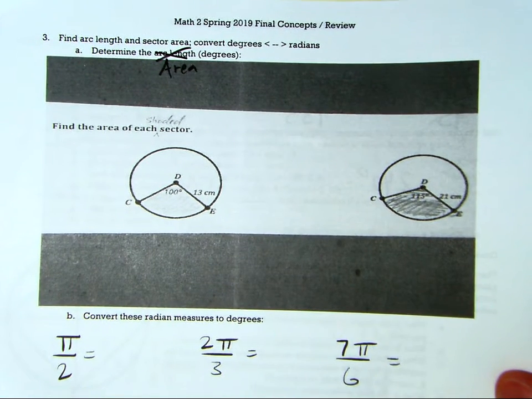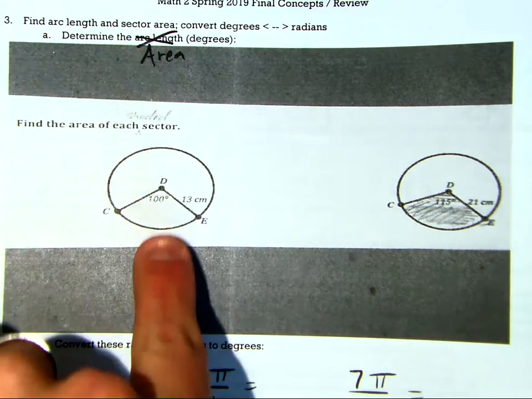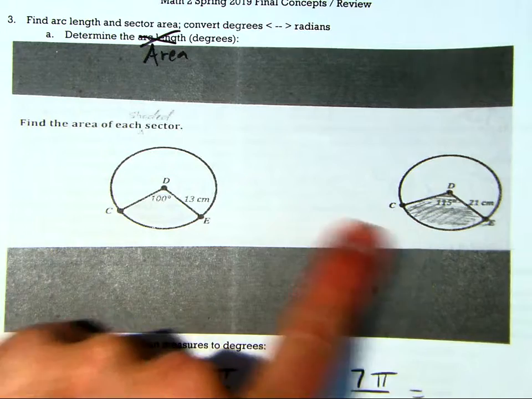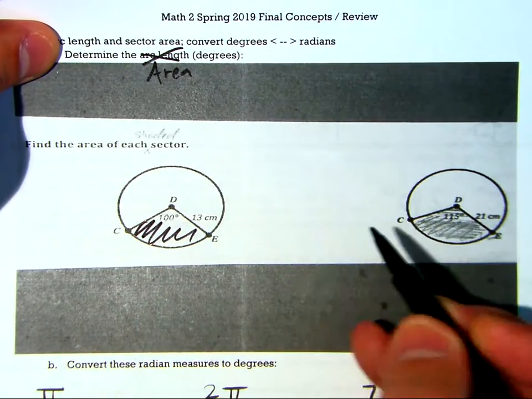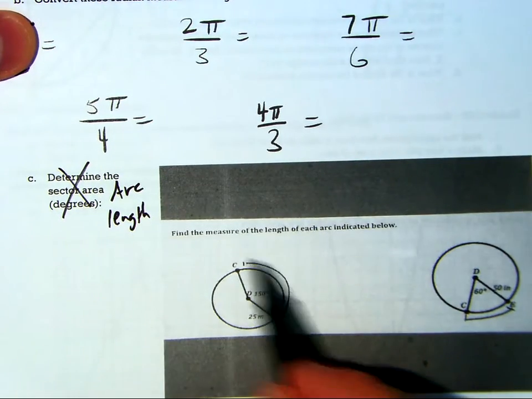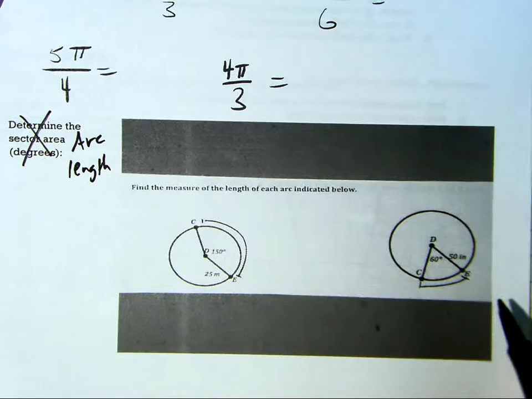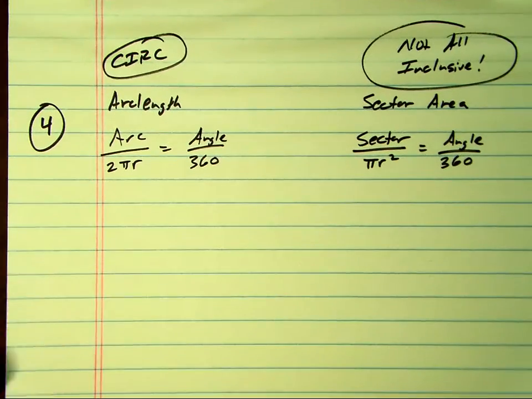Anyway, long story longer. You see, I put arc length, but I meant area of the shaded sector. So sorry about that. We're going to do this one second. And then here I put area, but I meant arc length because I drew the arc length. So sorry I screwed up the order there, but that's what we're about to do: figure out the concept between arc length and sector area.